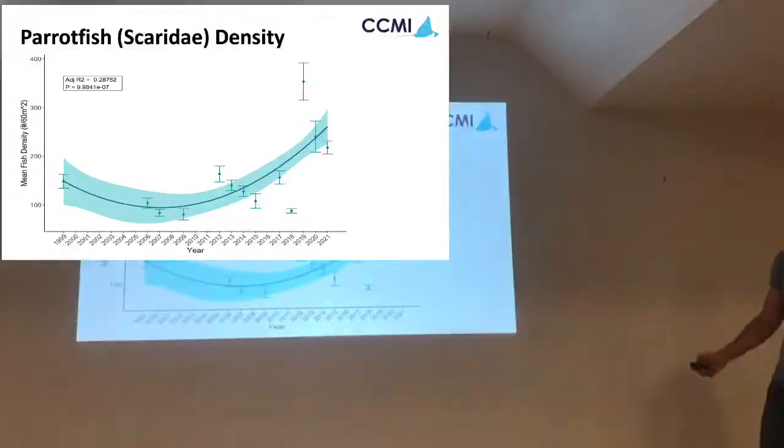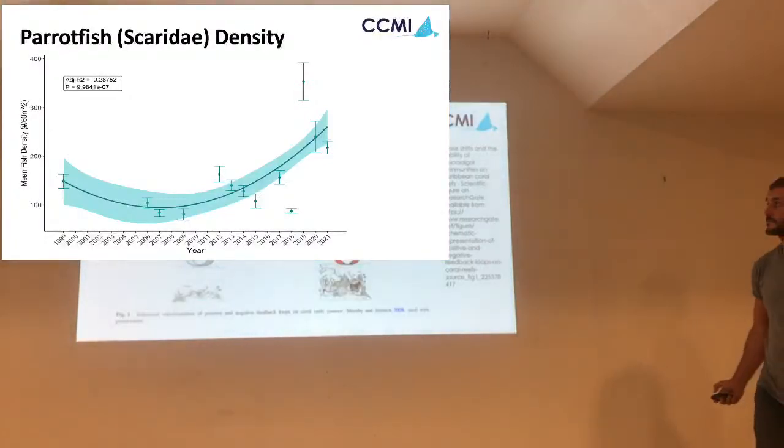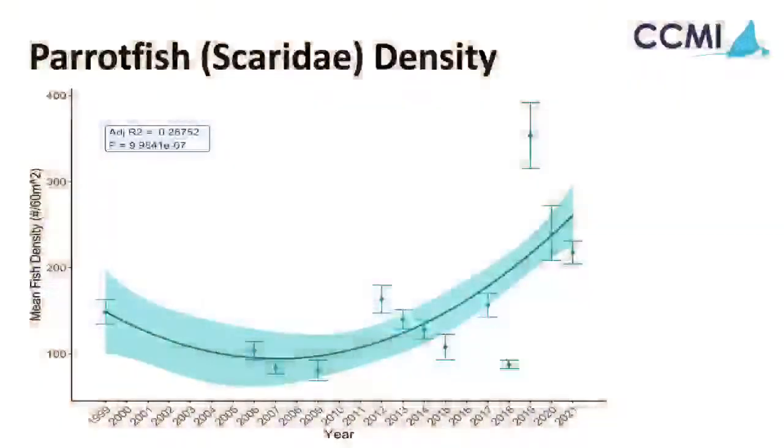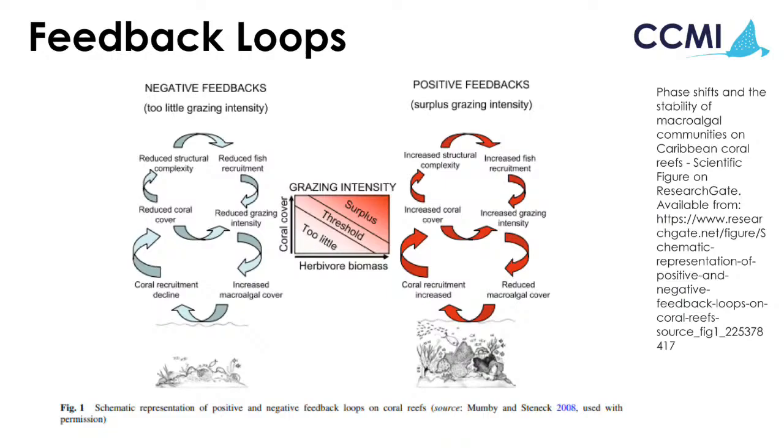And they are related to our benthic communities, right? So we get this thing called a feedback loop. So if we had low density parrotfish, we'd have too little grazing intensity, which we can see there. So I'll just let you guys take that in a little bit. So if we were in the too little zone, we'd have reduced structural complexity.